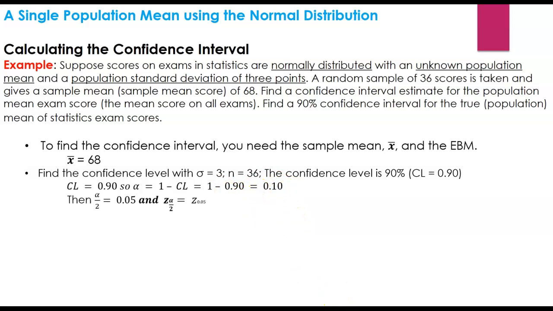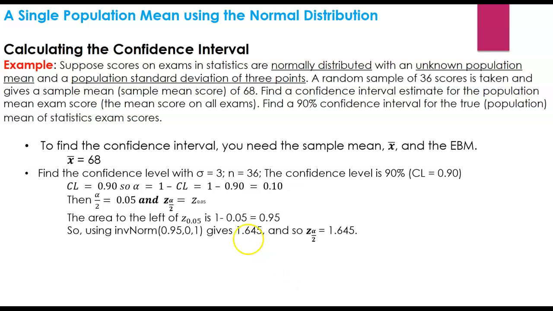Alpha over 2 then is half of that, or 0.05. Z of alpha over 2 is Z 0.05. And we already know from previous calculation what this is going to be, but we'll follow through what we did here. The area to the left of Z sub 0.05 is 1 minus 0.05, which is 0.95. And using inverse norm on the calculator, we will get that value that we got before, 1.645, which we can associate with this confidence level, 0.90. So Z of alpha over 2 is 1.645.